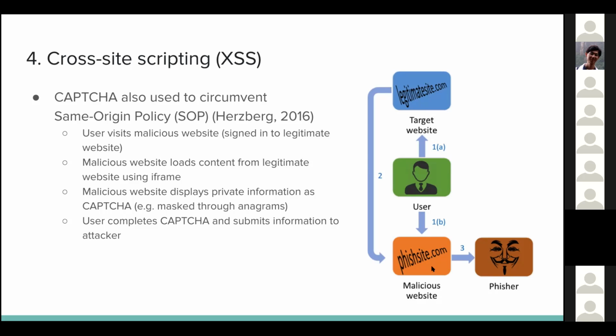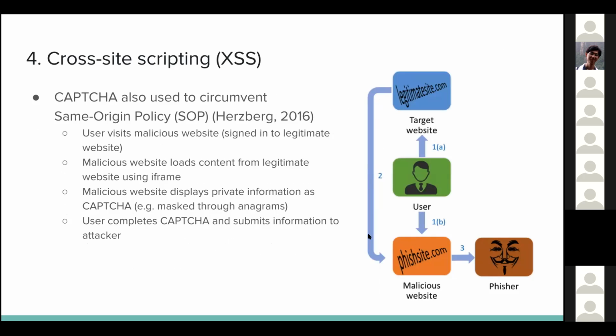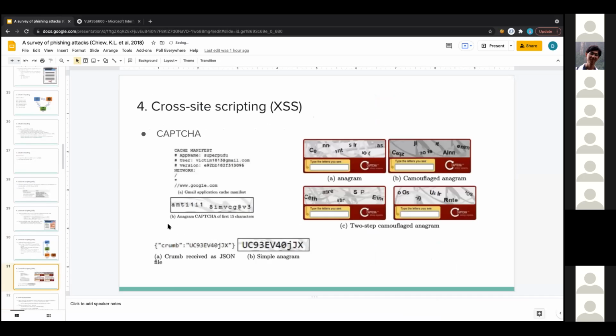and then the user is able to complete the captcha and then submit the information to the attacker. The reason for this is that the malicious website is not able to send the information directly to the attacker. But I realized that I did not answer why. How does this captcha play a role? Sorry, I didn't get the point.